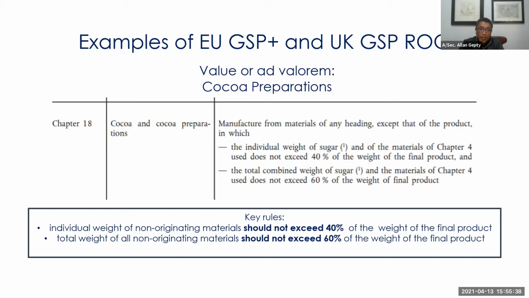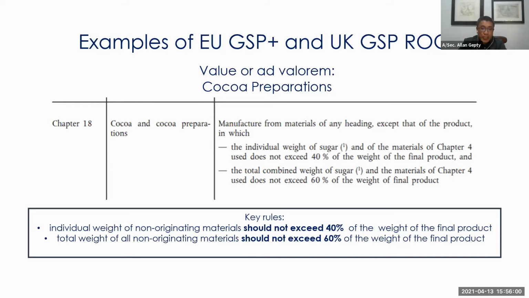Either one, non-originating material, meaning the material coming from outside the Philippines or not a recognized source of raw material, will not exceed 40% in terms of weight. And the total of the non-originating material should not exceed 60%.